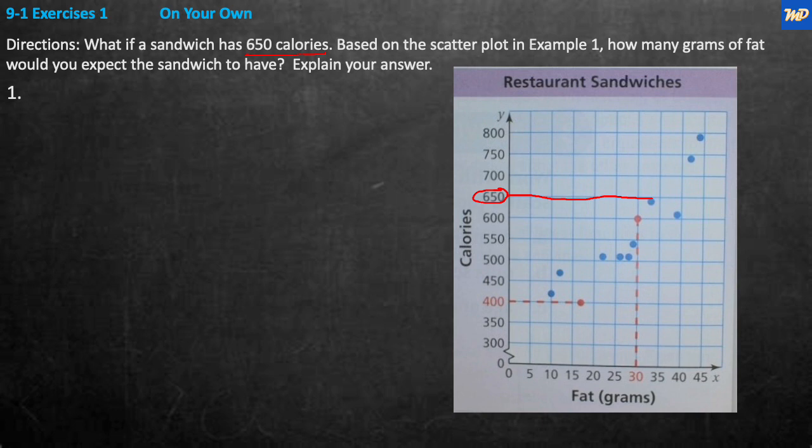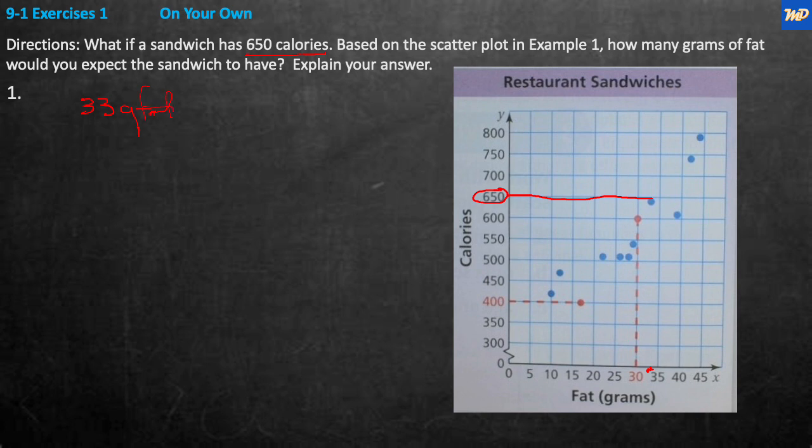We can say that we expect the sandwich to have how many grams of fat? Well, if we follow this line right down, we're going to say that it should have about 33 grams of fat, I would say. 33 grams of fat. Okay? And why?